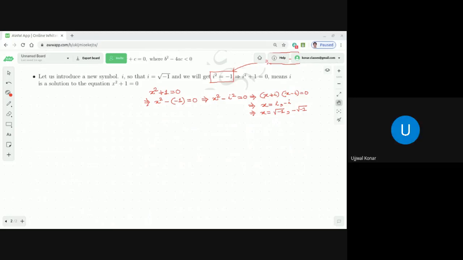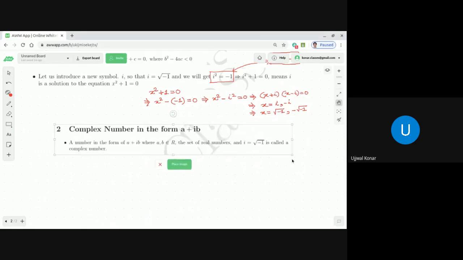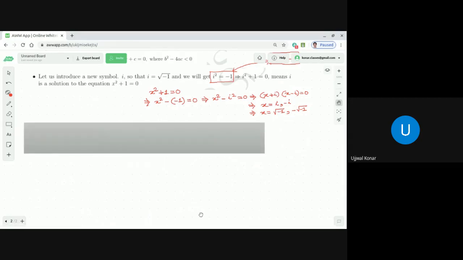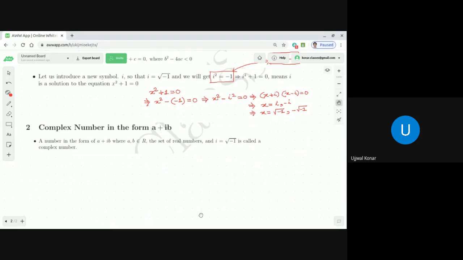So what is a complex number? A complex number is in the form of a plus ib. Okay. So what defines a complex number? That you need to understand very well. A number in the form of a plus ib, where a and b both belong to the set of real numbers, and i is equal to square root of minus 1, is called a complex number.